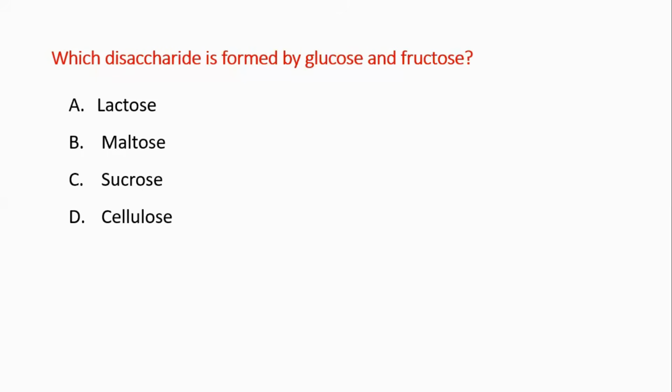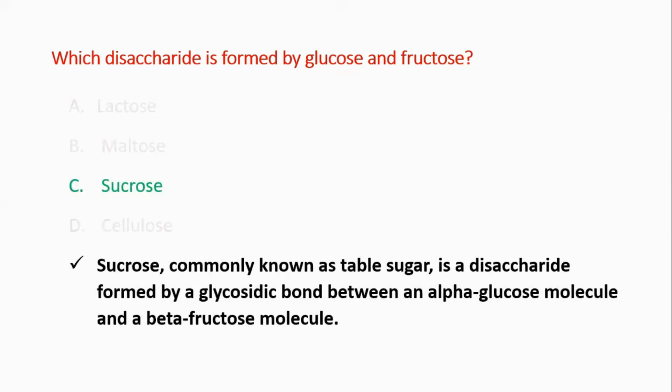Which disaccharide is formed by glucose and fructose? The options are lactose, maltose, sucrose, and cellulose. Try to guess. It is also known as table sugar, a form of disaccharide. Yes, you are guessing it right. The right answer is sucrose. It is a non-reducing sugar, also known as table sugar, as I said earlier.